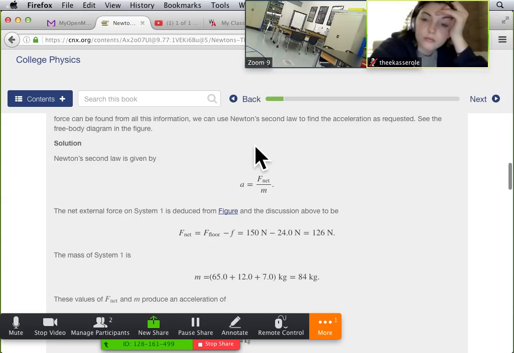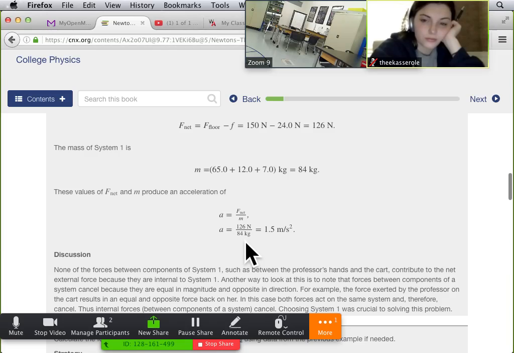So Newton's second law, rearranged to get acceleration, tells us that acceleration is the net force over the mass. And that can be the total mass here as well. So we're going to add up our masses. We add up our masses to get 84 kilograms total. And the net force is going to be the positive force of the floor on her feet, the negative force of friction and air resistance. We add those two together, one of them being negative, we get 126 newtons. Now we have 126 newtons over 84 kilograms. We get an acceleration of 1.5 meters per second squared.